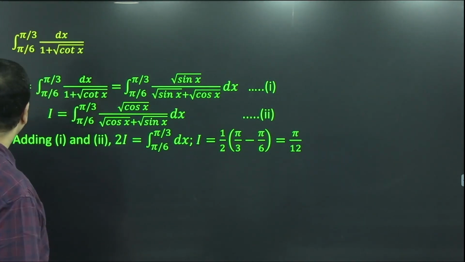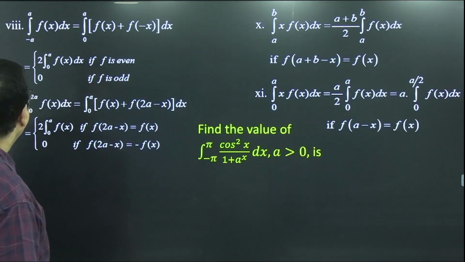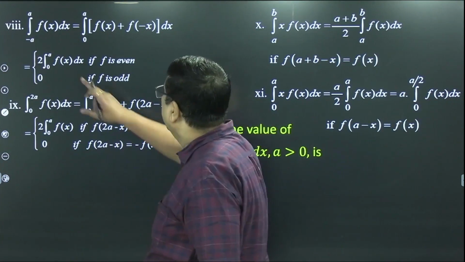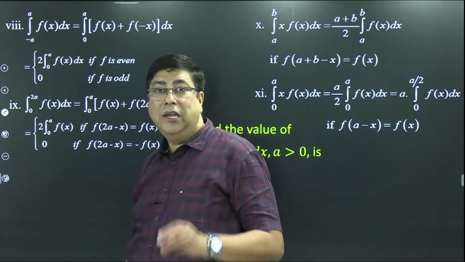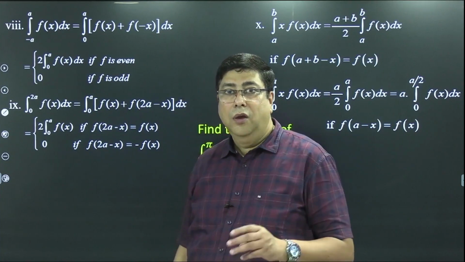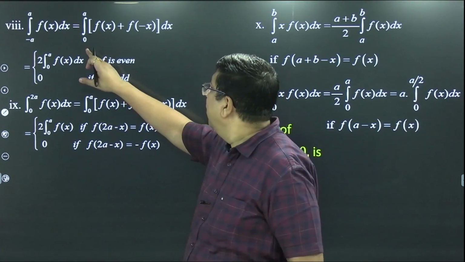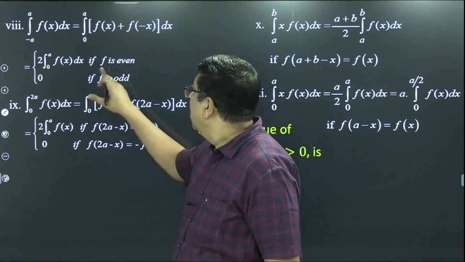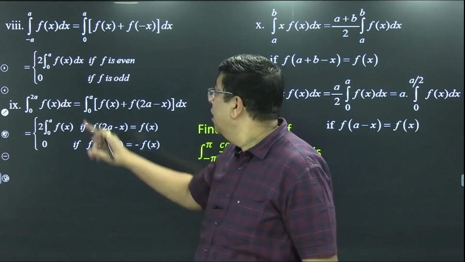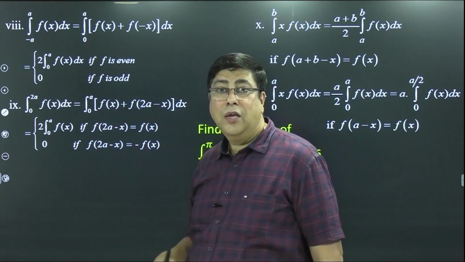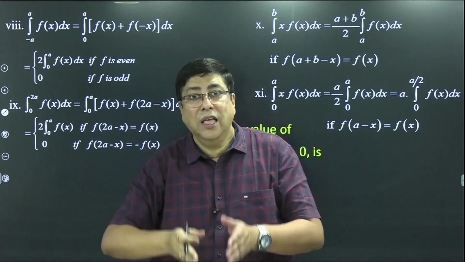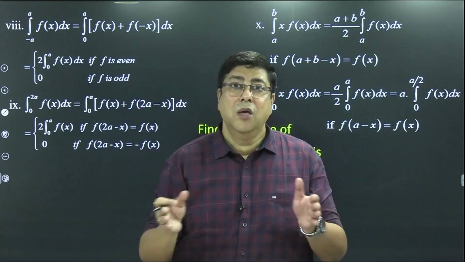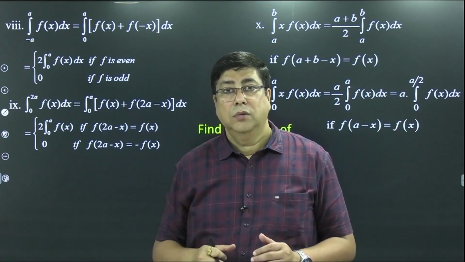Okay, now I am going to the next. And this property, property number 8, is very important. In this property, the integral from minus a to a of f(x) dx has three formulas. The first, general formula: integral from 0 to a of f(x) plus f(minus x). The second, if the function is an even function, then 2 into the integral from 0 to a of f(x) dx, because for an even function the y axis is the axis of symmetry. So left of the y and right of the y, instead of doing so much, we can do just 2 into 0 to a.